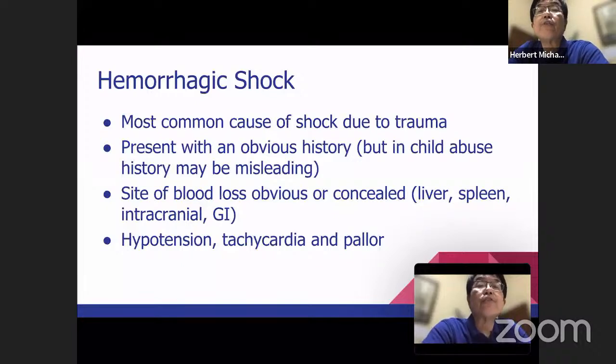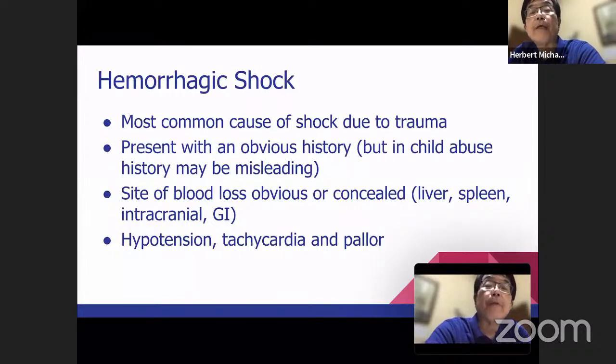If it is hemorrhagic shock, the most common cause of that would be, of course, trauma. And this may be present in the history, but if it is not that obvious, then you have to consider child abuse. The site of blood loss can either be obvious or it can be concealed. And if it is concealed, the organs that can conceal that would be the liver, the spleen, the brain, and of course, the GI tract.